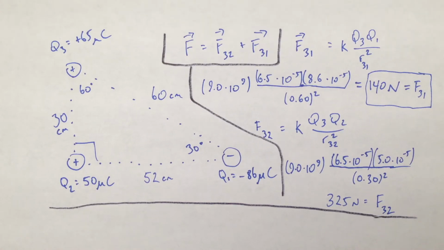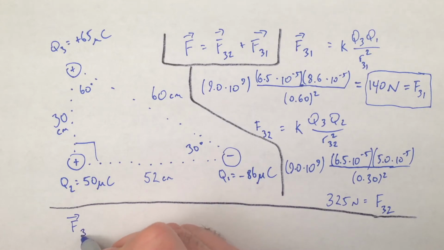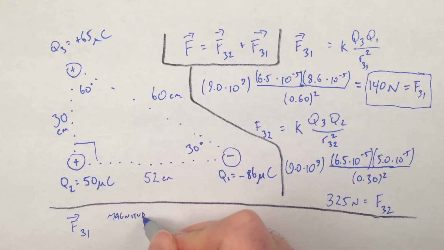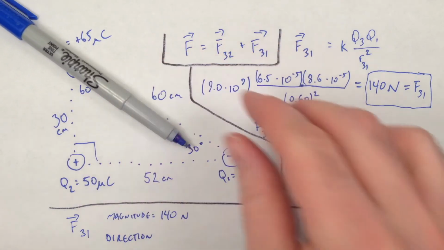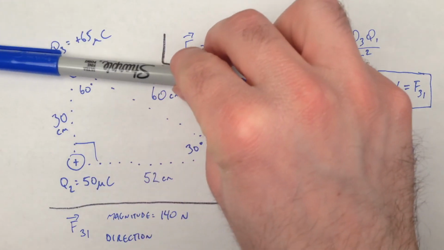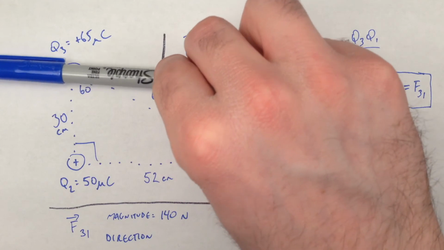So here's what I've set up for myself for the next page. The force between charges 3 and 2 has a magnitude of 140 newtons and a direction. Remember, it's down that way. So I could call that negative 30 degrees, or I could call that 330 degrees.